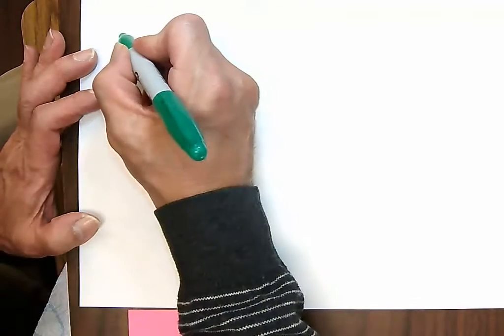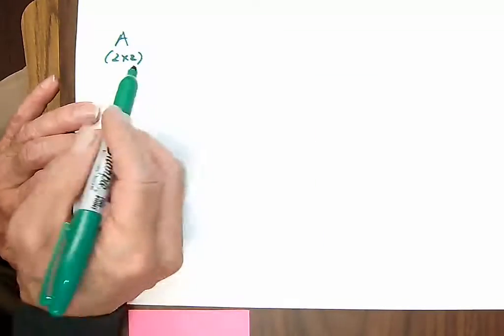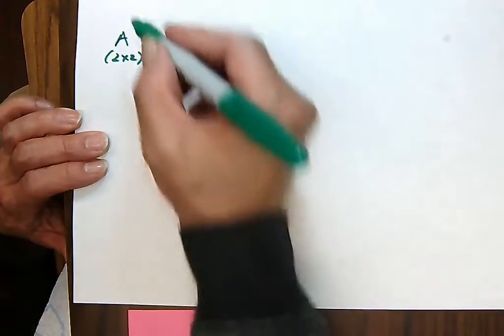In this video, I want to give an example of matrix multiplication. So let's start off with our A matrix, and let's suppose it's of dimension 2 by 2. We always give the number of rows first, followed by the number of columns. So A is a square matrix.